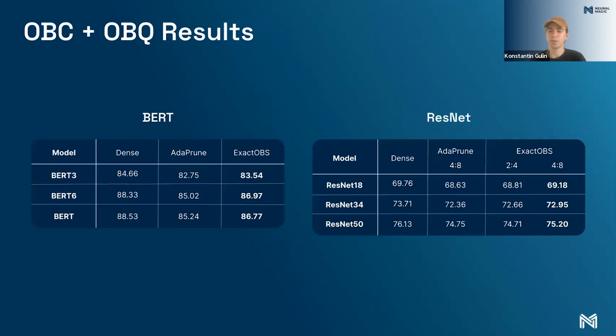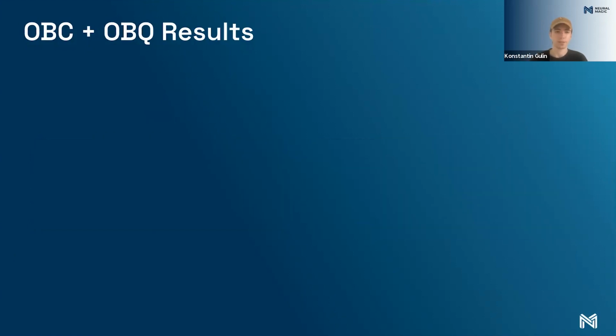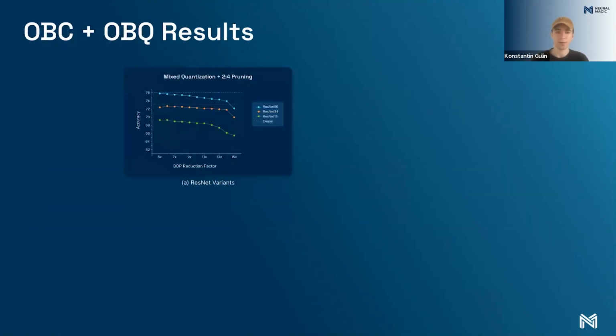Similar results for ResNet with different types of pruning masks. So we have 2:4 and 4:8. 4:8 is obviously going to do a little bit better because you have more flexibility, fewer constraints. But again, in each case, OBS gets you the best performance. Yeah, and so we can look at some more examples here. Here we do some mixed quantization plus 2:4 pruning. Mixed quantization means we quantize to different bit widths depending on the layer sensitivity. And we can see here that depending on how much you want to reduce operations and how much you want to speed up the model, we can tweak that.